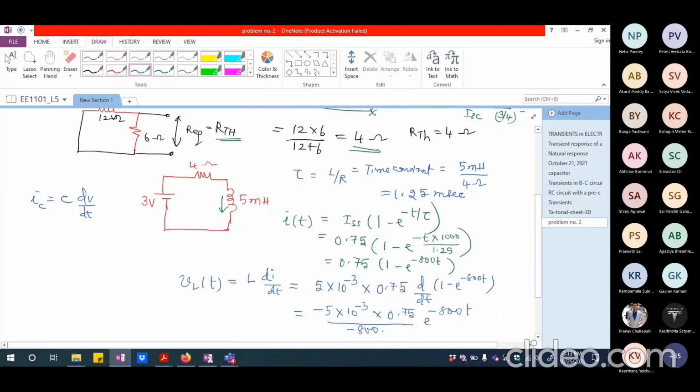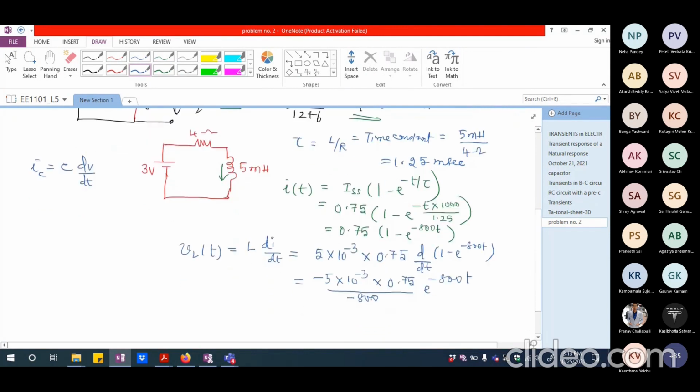So how much is this? Is the minus 800 here? This is 5 into 10 power minus 3, which is millihenry. Can you calculate this and tell me how much this is?